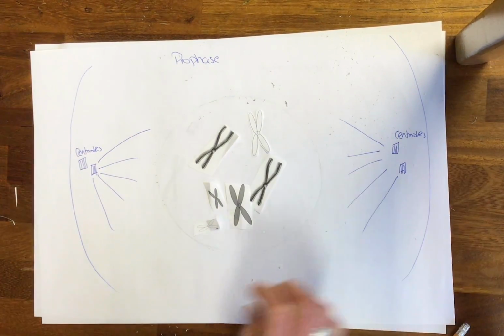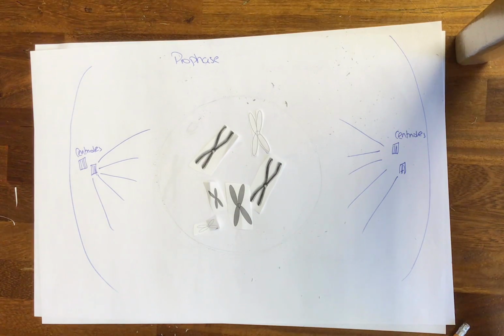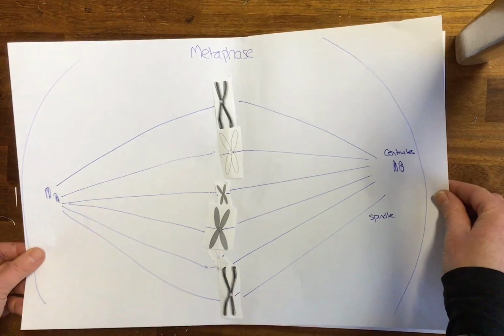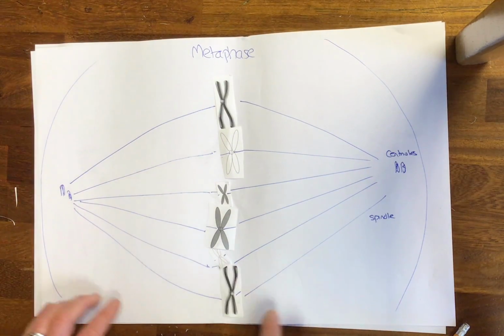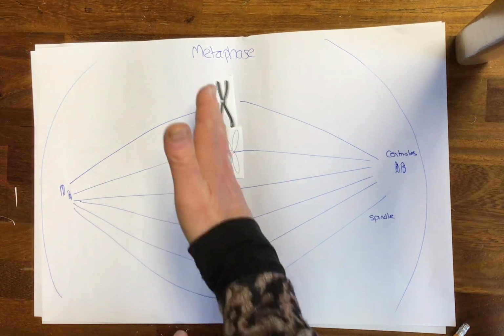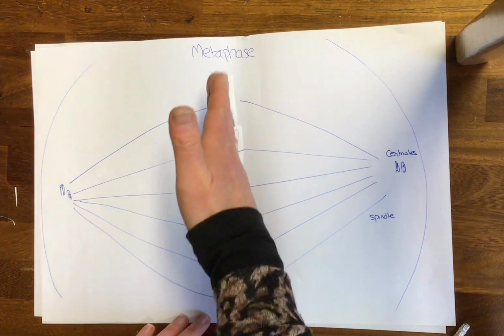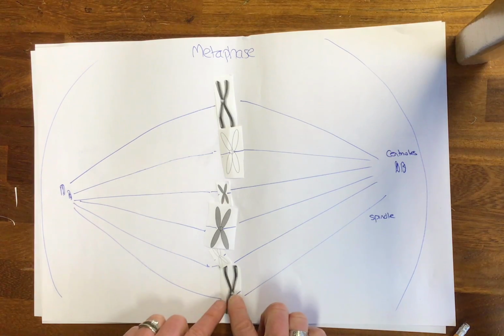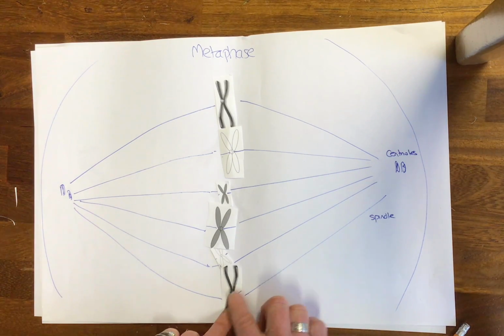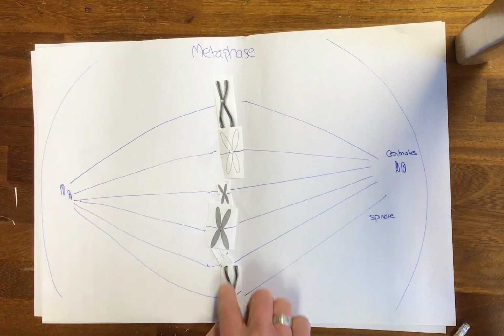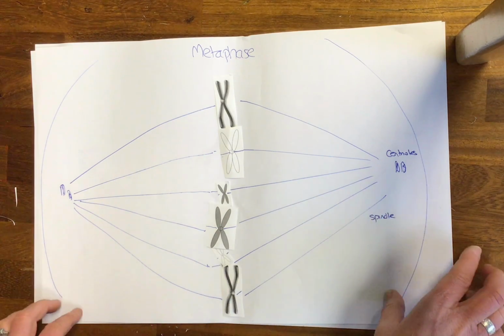Then we enter into metaphase, and in metaphase our chromosomes with the sister chromatids attached move to the equator or the middle of the cell. So I think of meta and met in the middle. So they move to the middle of the cell, and the centromeres are attached to the spindle. So the spindle attaches to each centromere during metaphase.